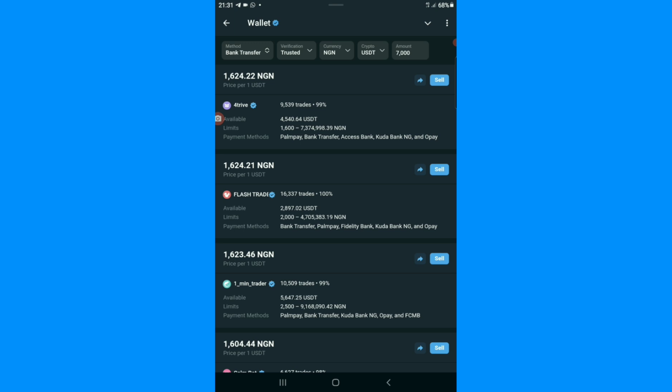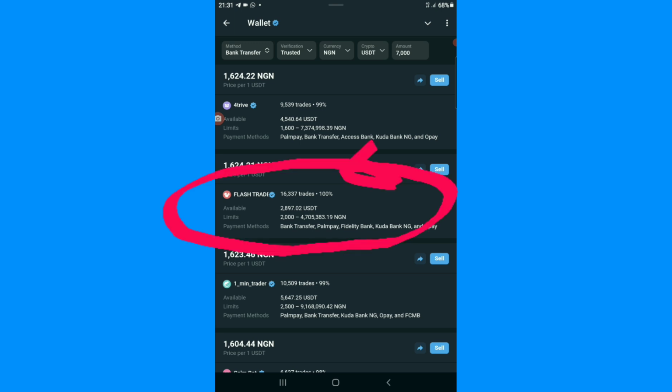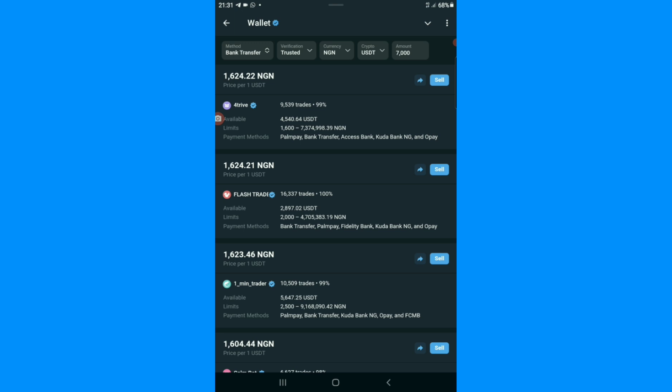Likewise, the next buyer has a limit of 2,000 to 4 million Naira. Anything below or above 4 million Naira, he will not trade with you. He is not permitted to trade with you as far as P2P market in Telegram wallet is concerned. And if you look at it now, you see that each of them has a verified badge, which signifies that they have been verified and trusted by Telegram.